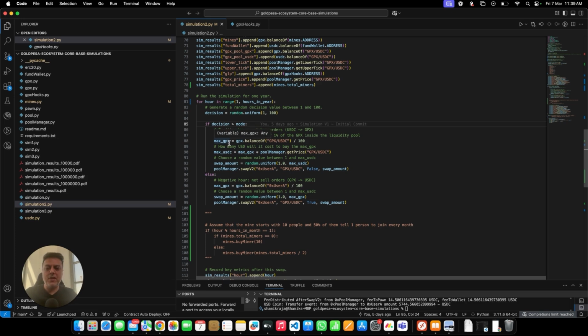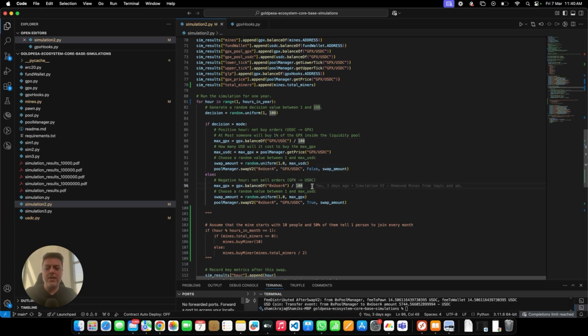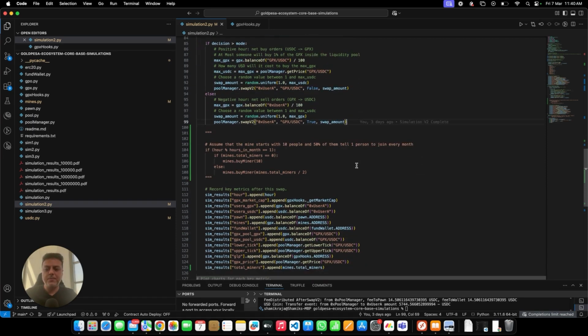And we're making an assumption that the maximum that they're going to be able to buy is 1% of the total balance of Gold GPX inside of the GoldPesa smart contract, the GoldPesa liquidity pool, GPX USDC liquidity pool. And anytime they want to sell, we're going to assume, divided by 1,000, that at most the market is going to sell 1% of the total amount of GPX that is in the market at any given time. And then we are finding some random number between 1 and the max, and then we're executing the swap, either a buy or a sell.